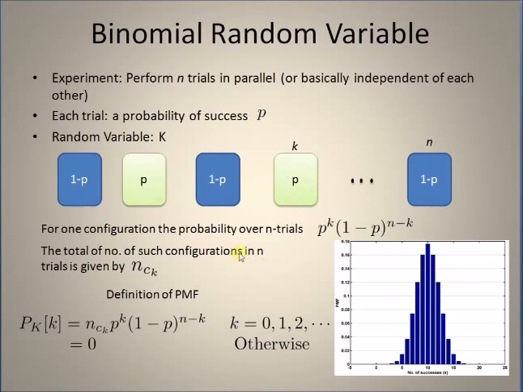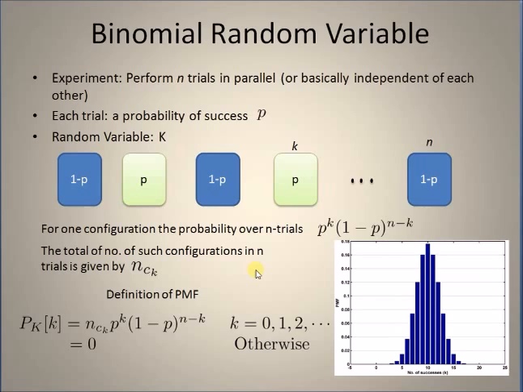Let us look at the definition of the probability distribution of this random variable. So if there are n experiments and we have k successes, each with probability p, and n minus k failures, each with probability 1 minus p, then for one such configuration, the probability is given by p^k times (1 minus p)^(n minus k). In other words, the probability that for one configuration there are k successes out of n experiments is p^k times (1 minus p)^(n minus k).